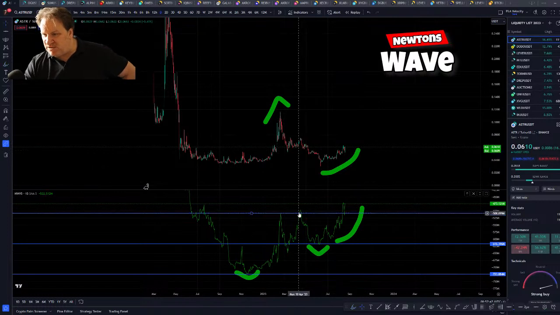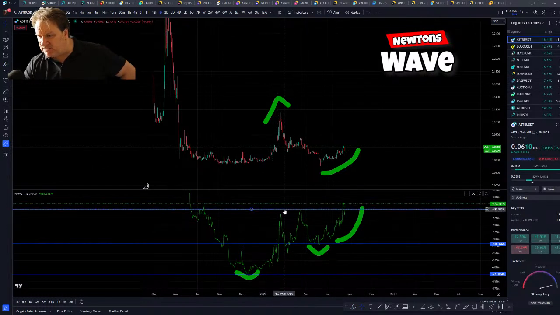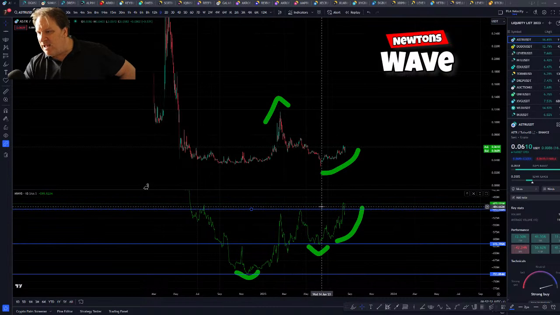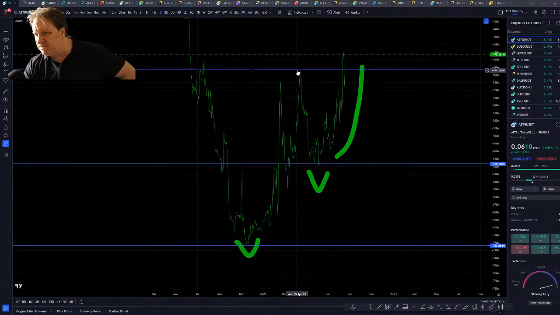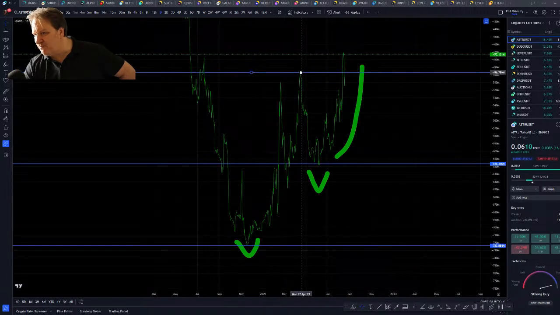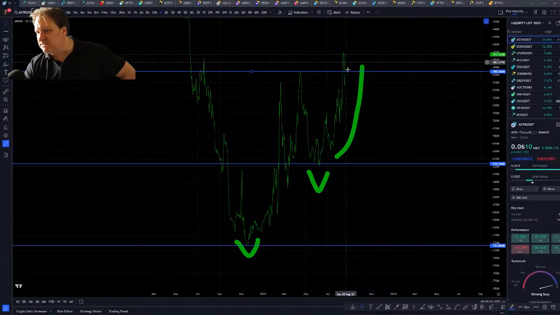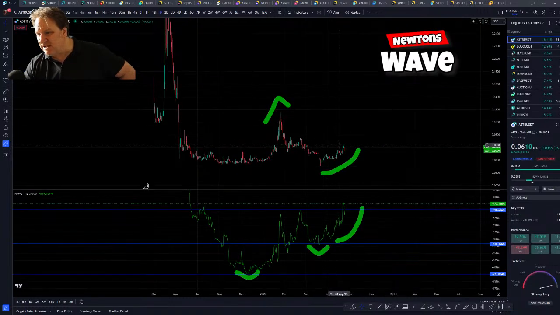So with Newton's wave, you go to a former peak, which is here, right there, and you would come in when Newton's wave crossed the line. So this line represents 11 cents. As you can see, it's on 6 cents. So this tells us that it's going to hit 11 cents again.